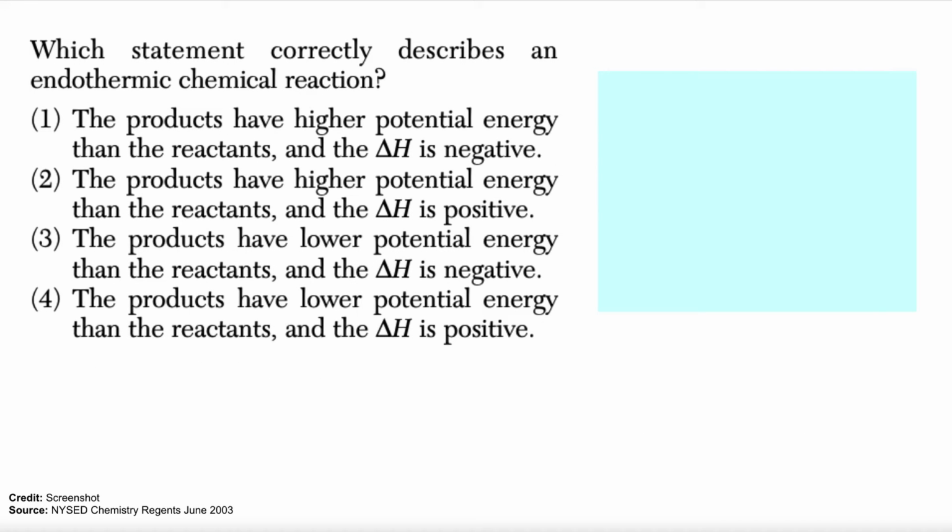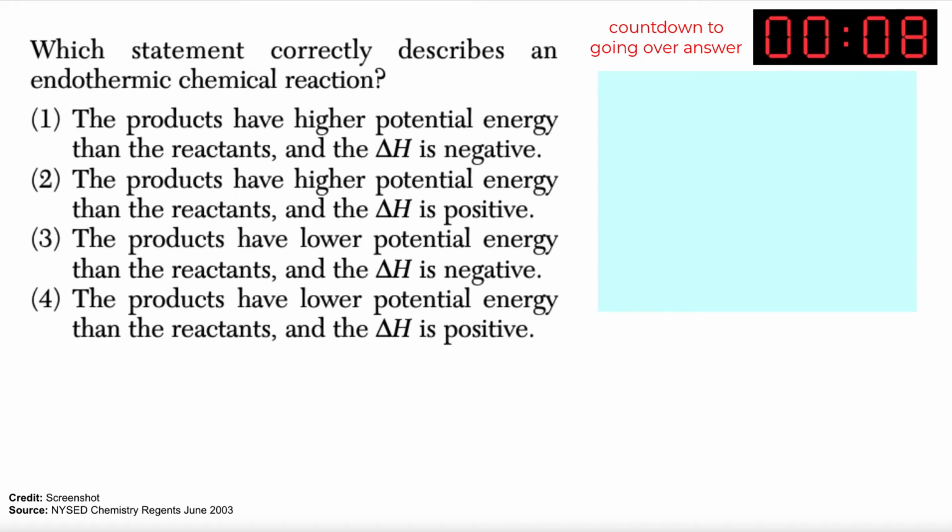Which statement correctly describes an endothermic chemical reaction? Do the products have a higher potential energy than the reactants, and is delta H negative? Or is it the opposite? Do products have a lower potential energy and delta H is positive? So take a moment to read each option, think about what we just learned, and see if you can choose an option. I'm going to go over the answer now, so please pause the video if you haven't picked an answer yet.